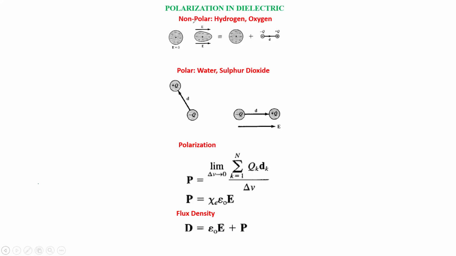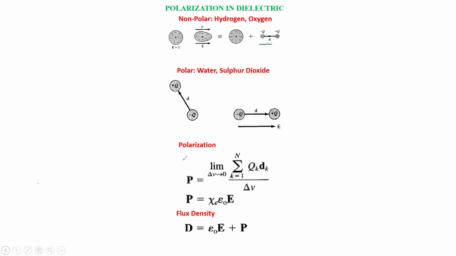Polarization in a dielectric: when an electric field is applied, positive charge carriers will move in the direction of the electric field and negative charge carriers will move opposite to the direction of the electric field. So finally, formation of a dipole takes place. In the case of a polar dielectric, which has permanent dipoles, when an electric field is applied, these dipoles are aligned along the direction of the electric field.